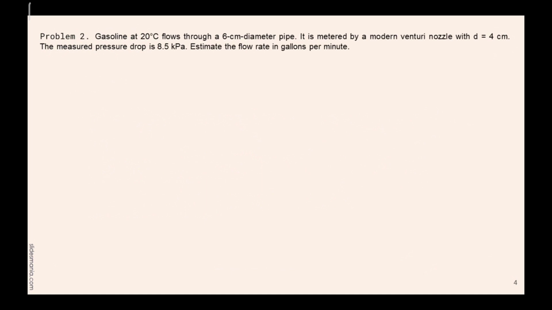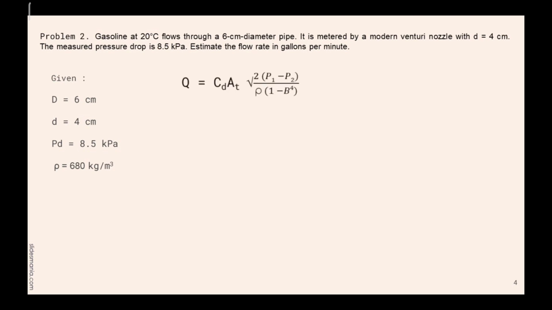And finally, to solve our problem, given that the diameter of the pipe is 6 cm, the diameter of the modern Venturi nozzle is 4 cm, the pressure drop is 8.5 kPa, and the density of gasoline is 680 kg per cubic meter. The flow rate can be solved using this formula. Flow rate is equal to the discharge coefficient times the cross-sectional area of the Venturi nozzle times the square root of 2 times pressure 1 minus pressure 2 over the density times 1 minus the ratio raised to 4.